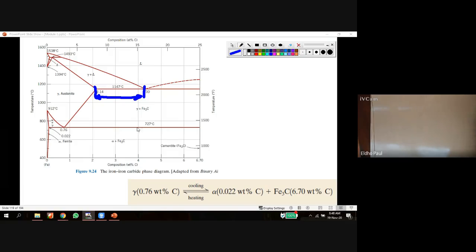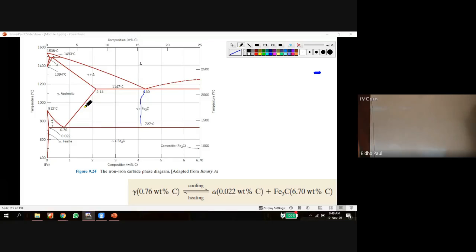In this region, the carbon content is very high. We can see 2.14 is the carbon content up to 4.30, that is the eutectic composition. So what happens to the microstructure when it crosses this region? This is the eutectic composition.